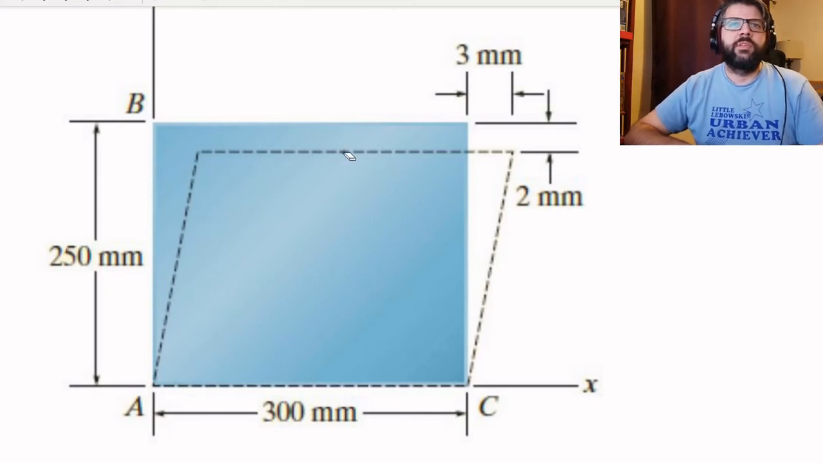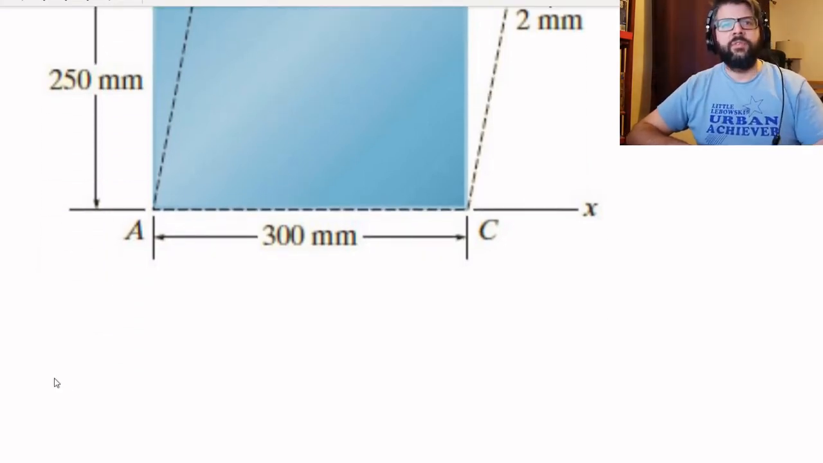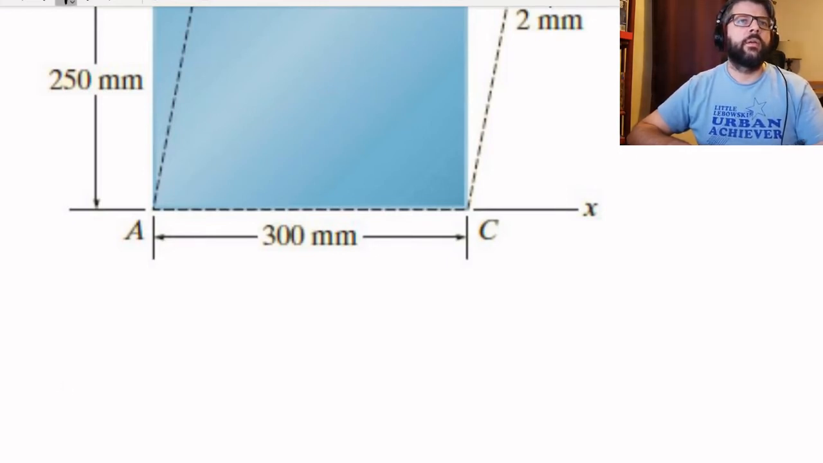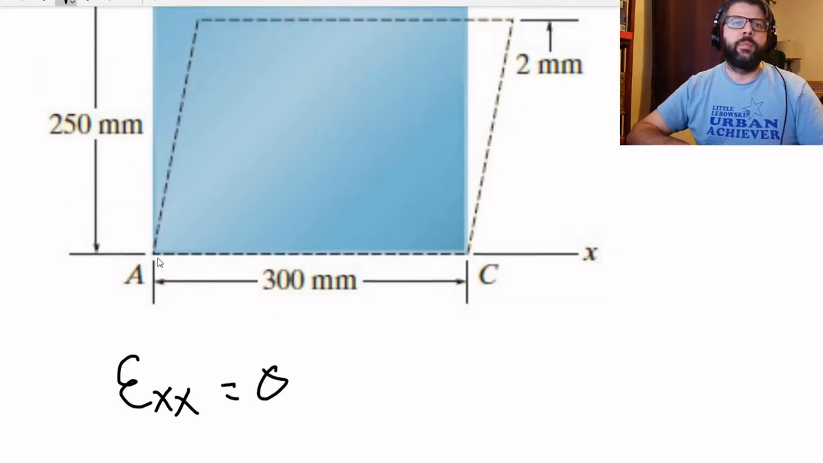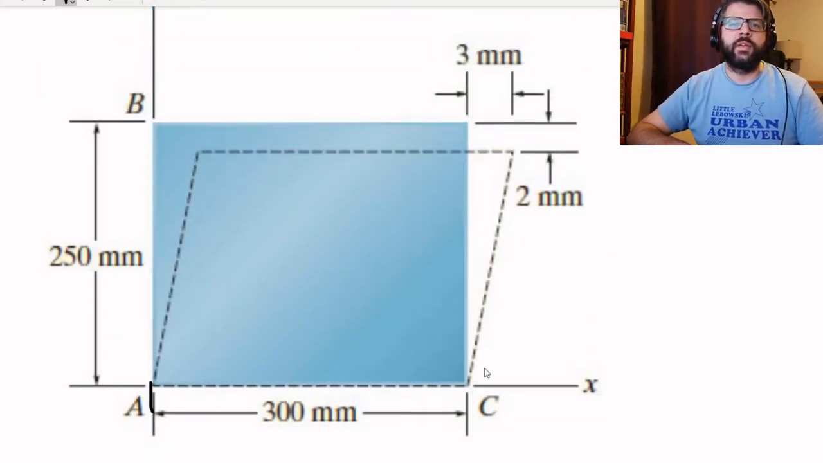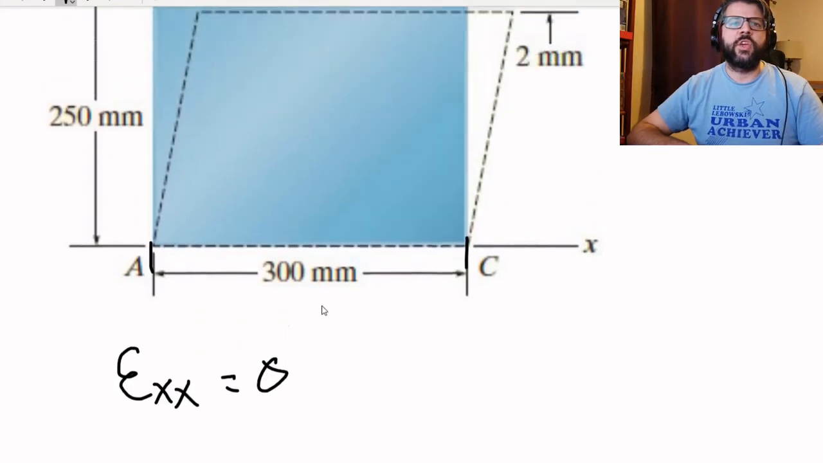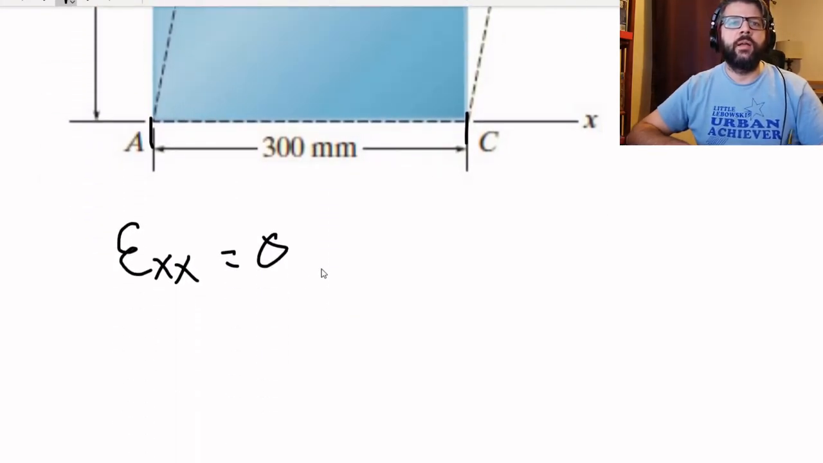So if we want to define our strain in the X, that's going to be equal to 0. We know that because this segment here, AC, doesn't change at all. Got our strain in the Y.